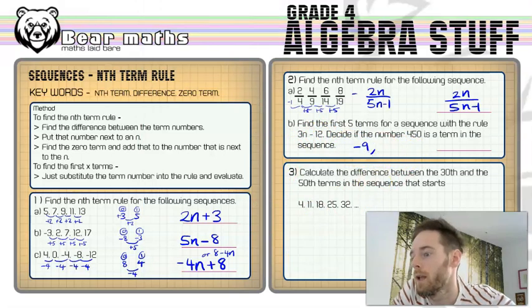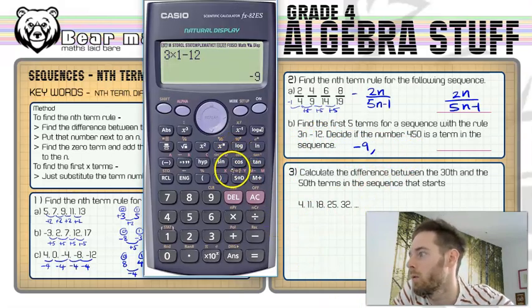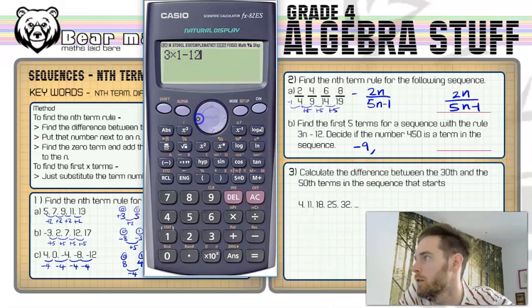I'll write that down. Now, this is why I'm getting a calculator in as well. What we can do on the calculator is we can just go back in and we can just change that 1 to a 2 because the second term number, funnily enough, is 2.